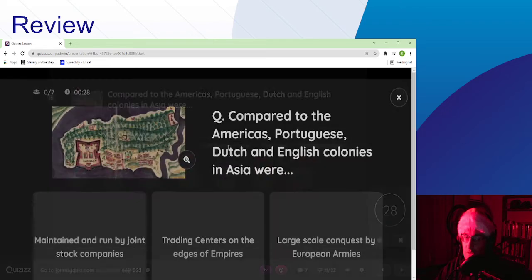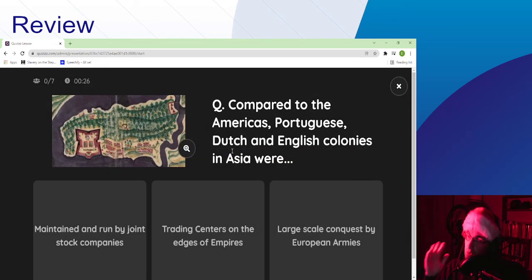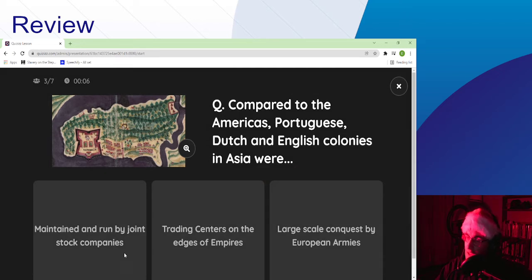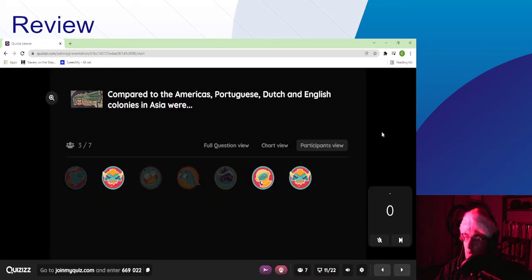So, compared to the Americas, Portuguese, Dutch, and English colonies in Asia were what? This is a close reading here. Close reading on this one. I feel like people are going to jump to some conclusions, but I want to make sure we do a little close reading. Were they joint stock companies? Were they trading centers on the edge of empires? Or were they large-scale conquests by European armies? What were they?